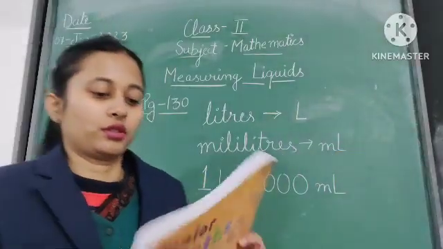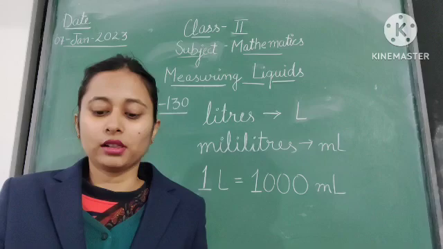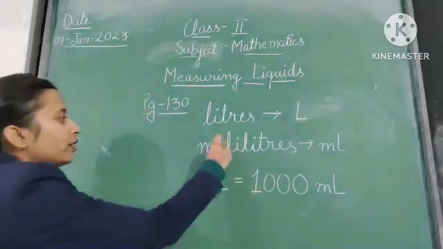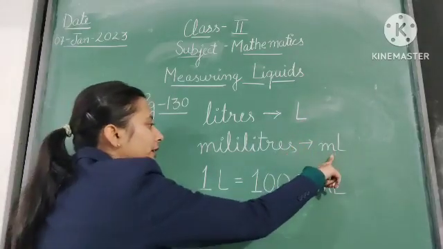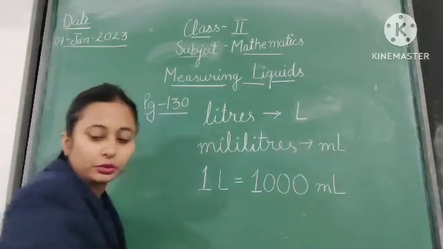So, all the liquids such as milk, water, juice, etc., are measured using liters and milliliters, and 1 liter is equal to 1000 milliliters.